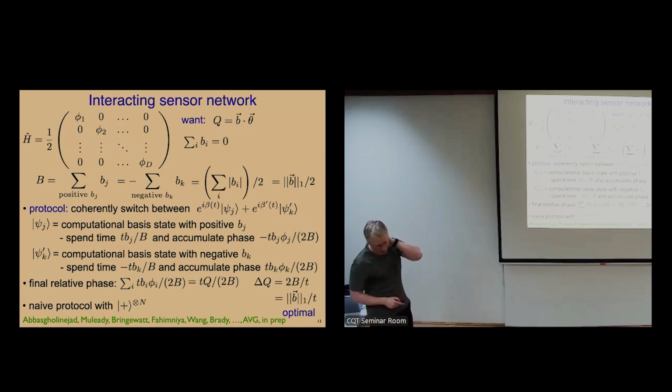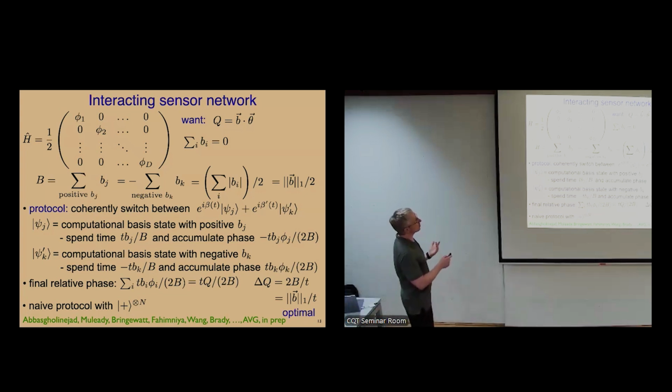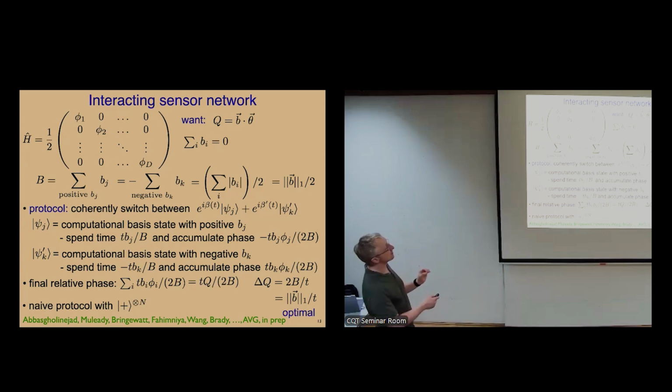So the most naive product state protocol goes like this. You start with the state plus on all the qubits, then you evolve under this Hamiltonian, and then you make some single qubit measurements, and you try to extract every single one of these phis. And then after you extract all of these phis, you just compute b dot phi. Again, this is a typo.